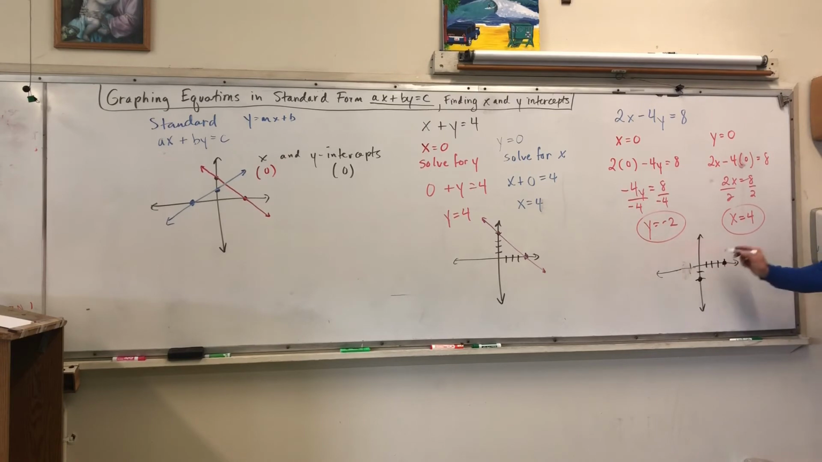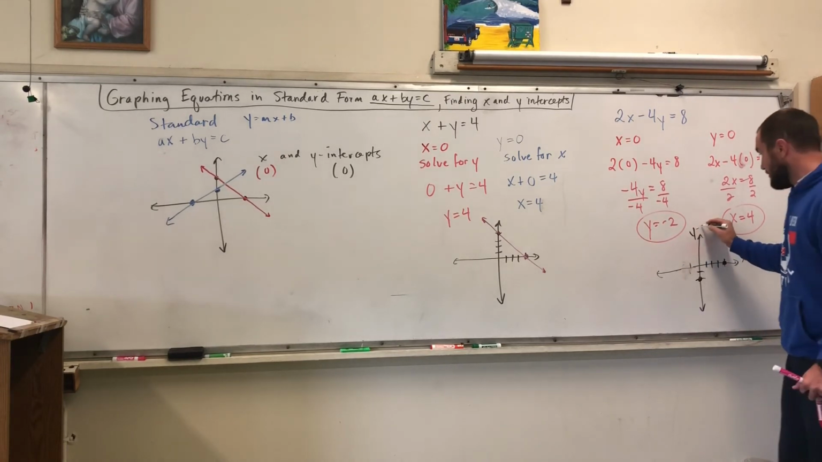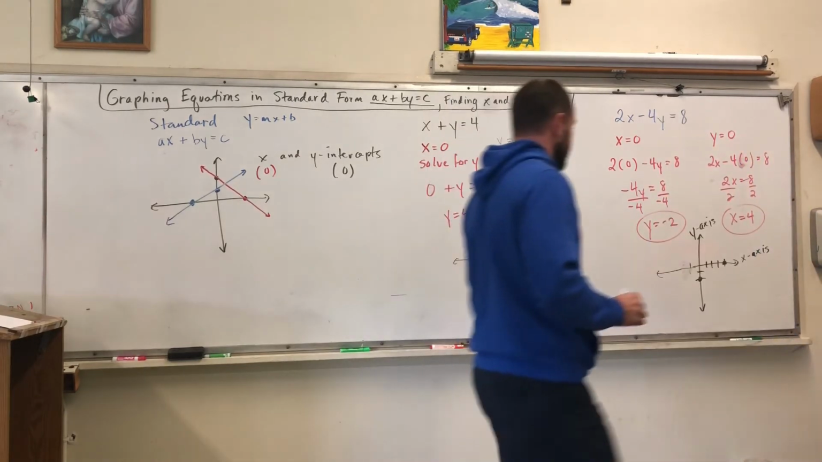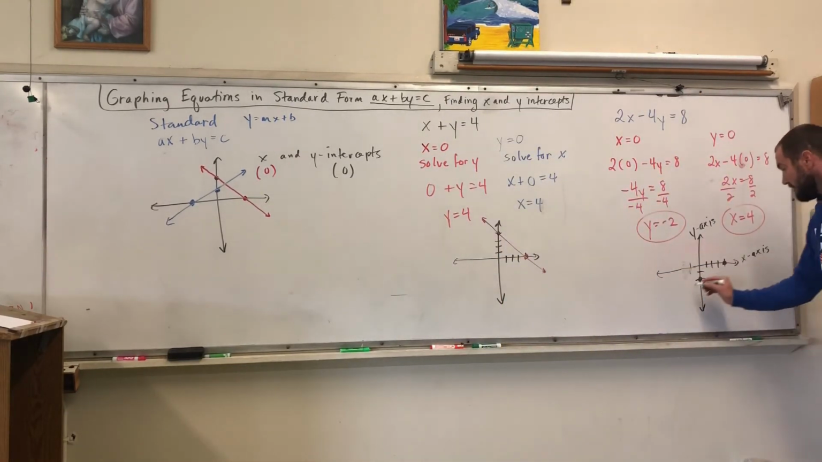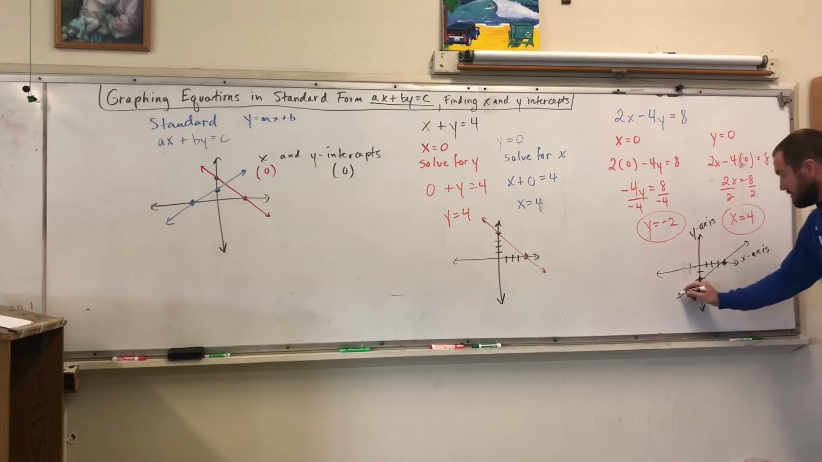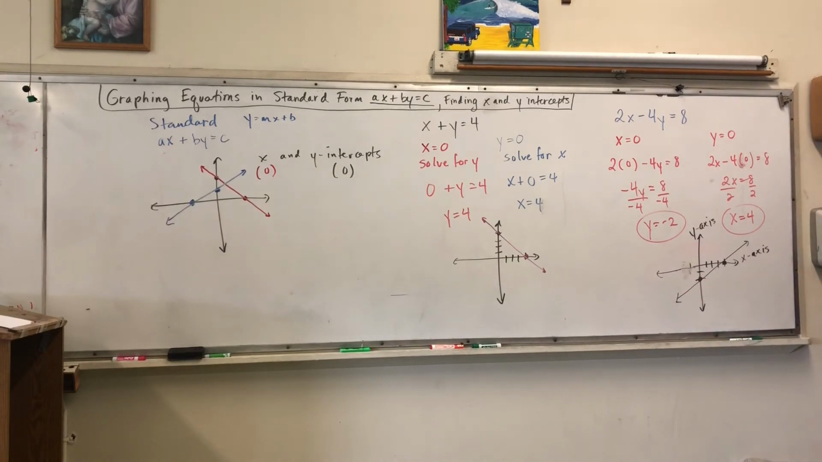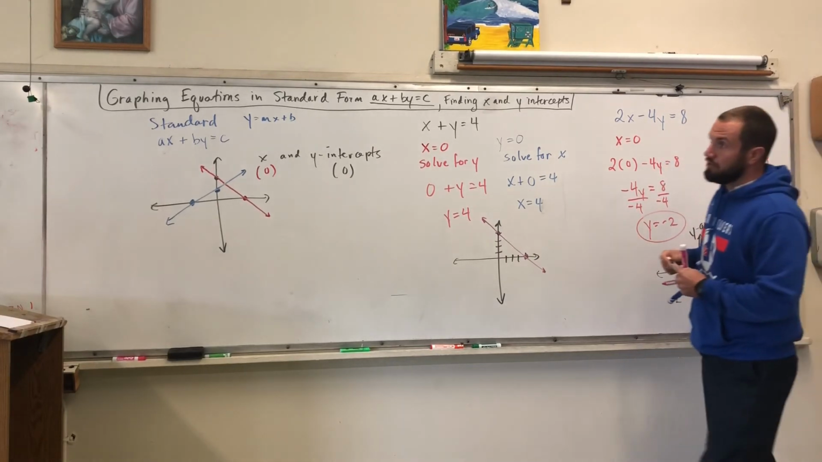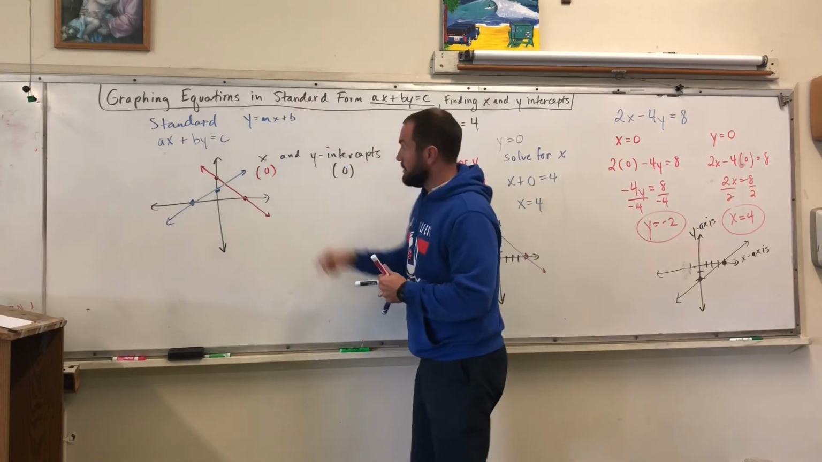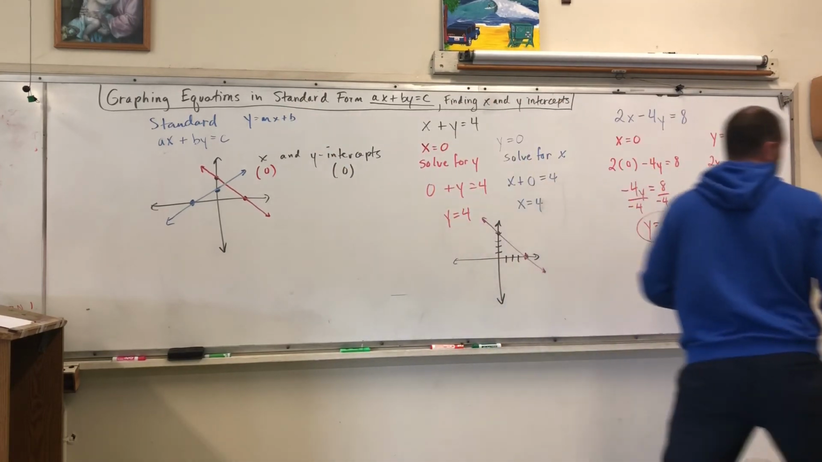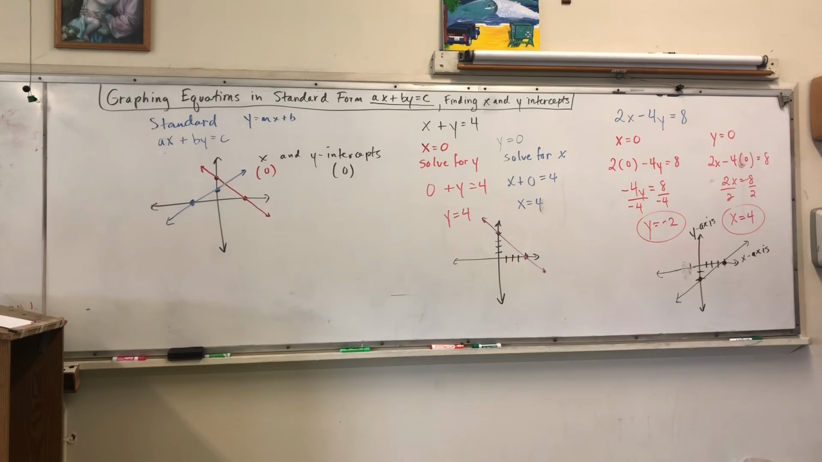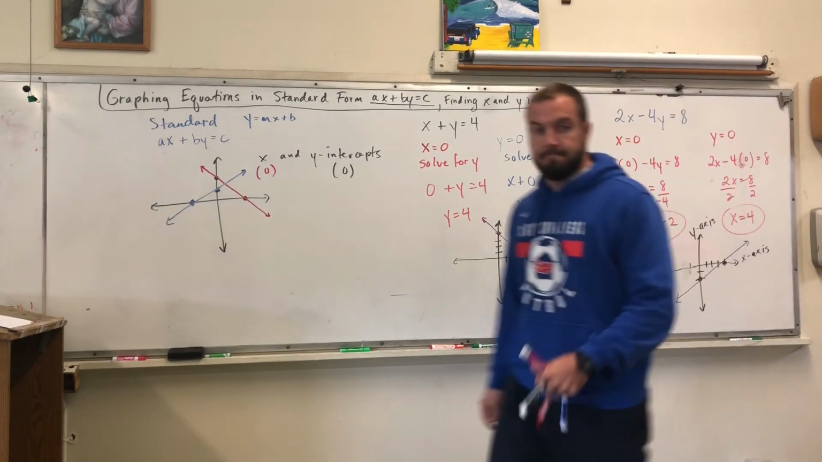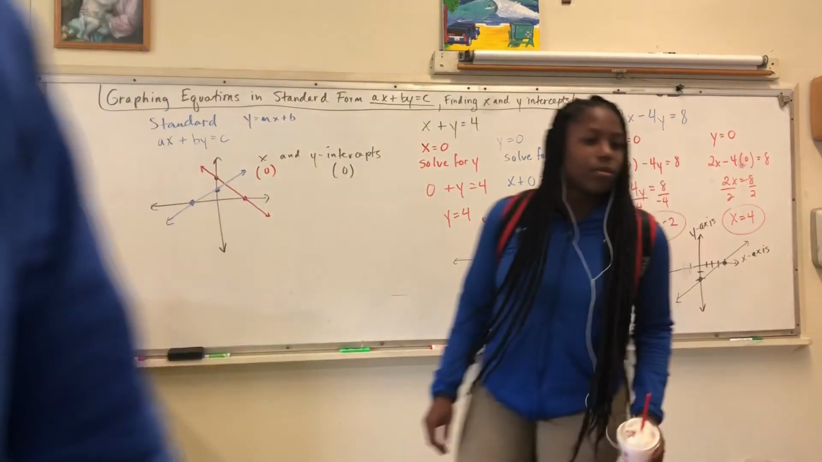And I'm graphing points on the x-axis and the y-axis. Those are points, and that would be a graph. Finding our x and y intercepts, using standard form, graphing equations, and we do that by plugging in for zero. Feel better?